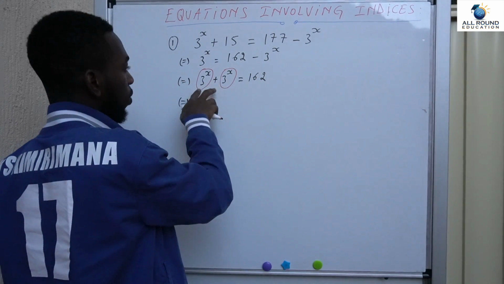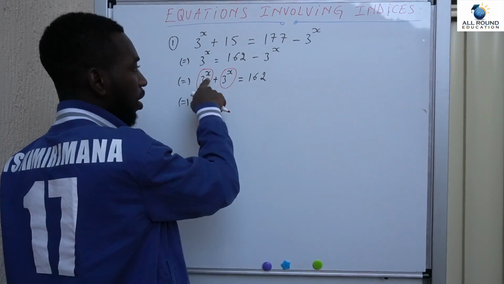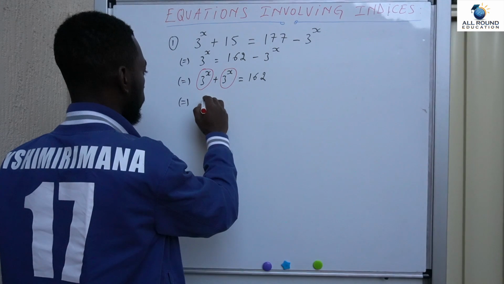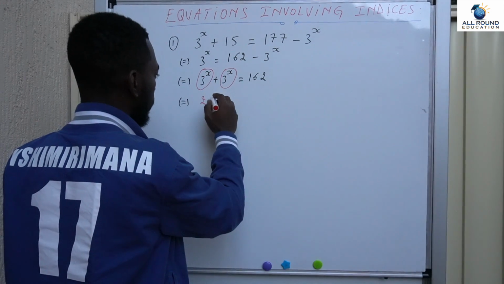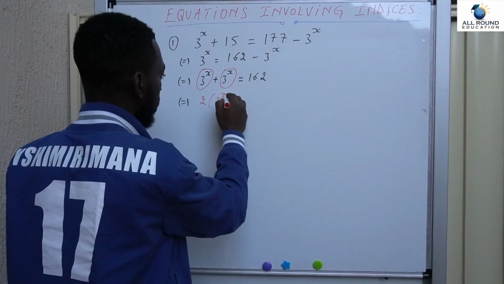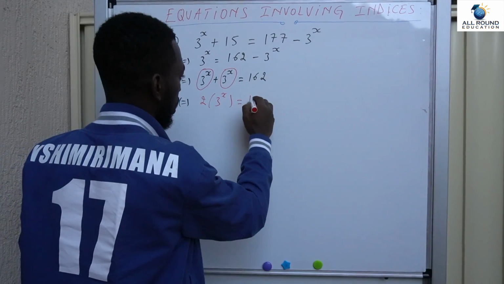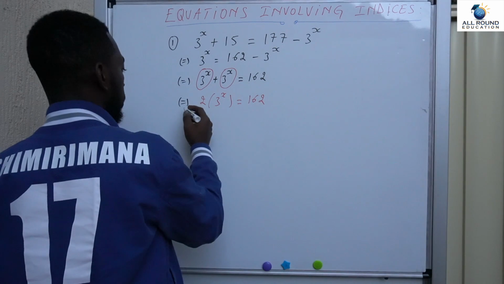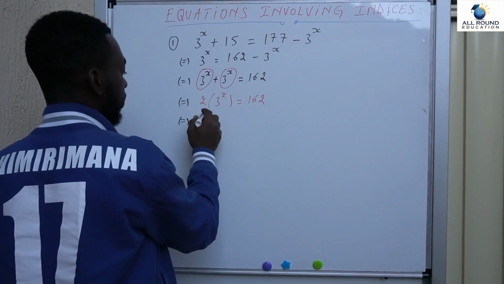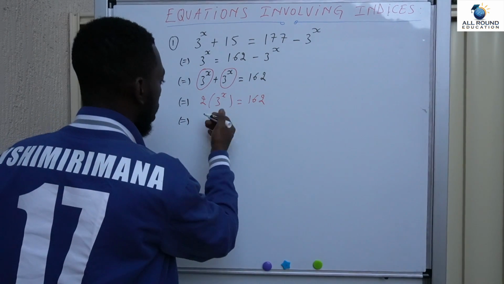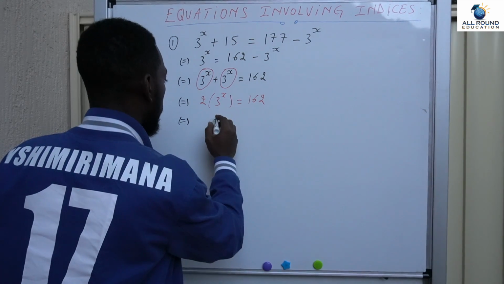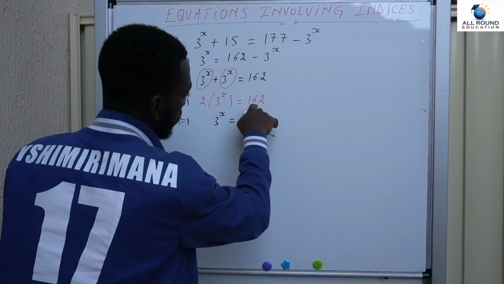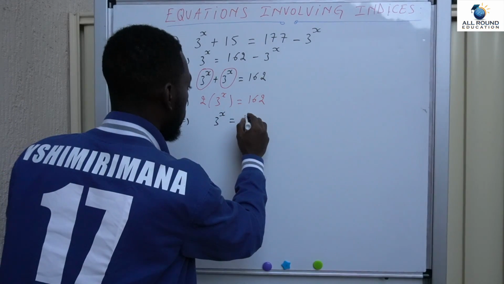So right now we have got 2 copies of 3 to the power of x. Given that we have 2 copies of 3 to the power of x, you have 2 times 3 to the power of x, which is equal to 162. On my next line, I'm going to simplify this by dividing by 2 on both sides. It's normal algebra. When you divide by 2 on both sides, you have 3 to the power of x equals 162 divided by 2, which is 81.